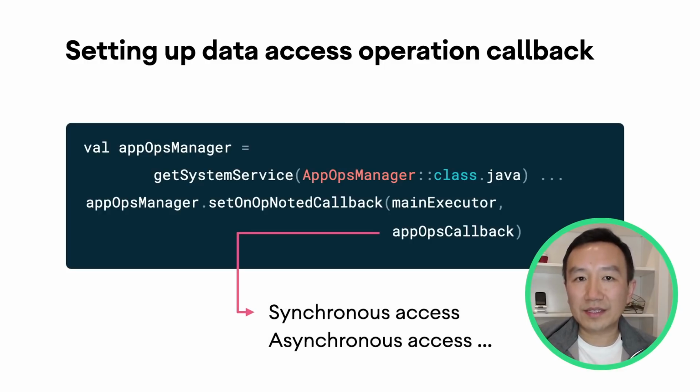Within the callback class, your app will be notified of data access in synchronous API calls. When this happens, you may log the stack trace, as I mentioned. It also works for asynchronous API access. Check out the API reference for more detail.